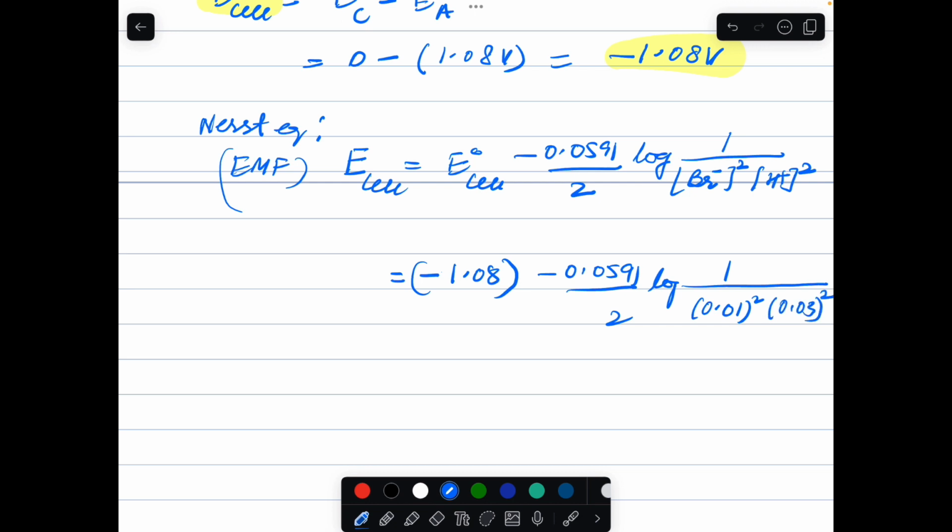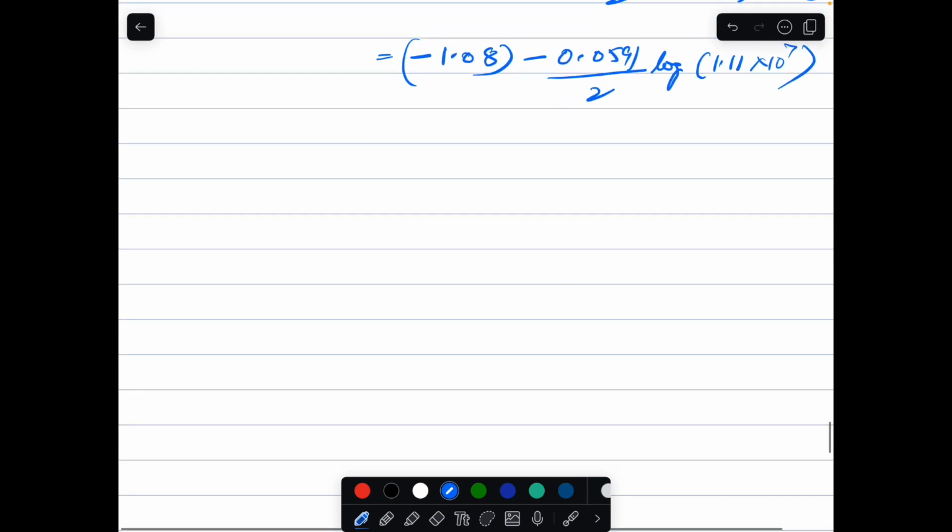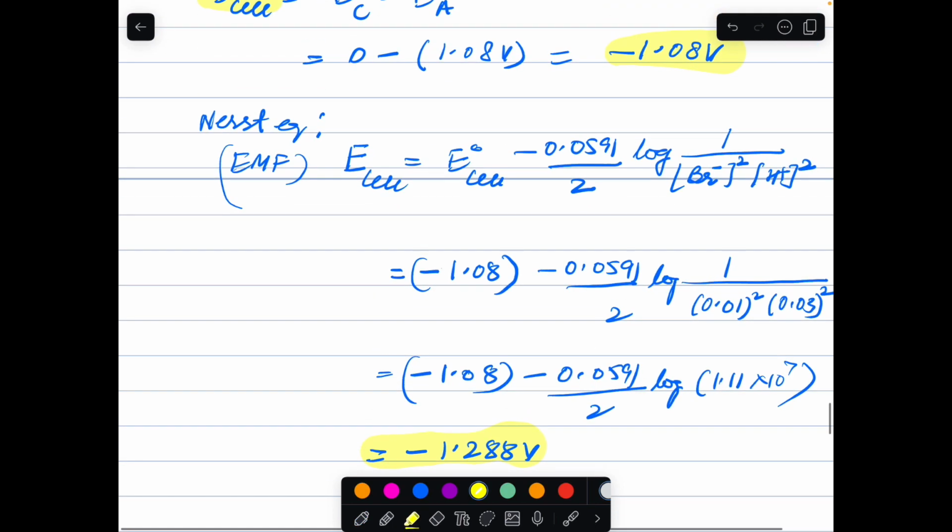And we will simplify this. So this value will be the same, minus 1.08 minus 0.0591 divided by 2, and it will be the log of 1.11 into 10 raised to the power 7. We will find out the log and we will simplify, then we will get value as minus 1.288 volt for the EMF of the cell. This is the value of EMF or the cell potential.